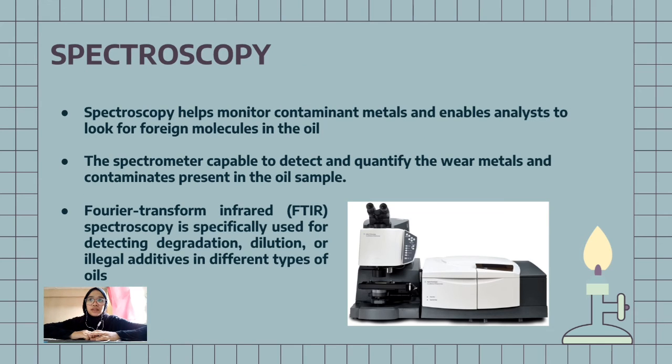So to determine the wear metal analysis, we can use spectroscopy. Spectroscopy helps to monitor contaminant metals and enables analysts to look for foreign molecules in the oil. The spectrometer is capable of detecting and quantifying the wear metals and contaminants present in the oil sample. Usually we use Fourier transform infrared (FTIR) spectroscopy, which is specifically used for detecting degradation, dilution, or illegal additives in different types of oil.